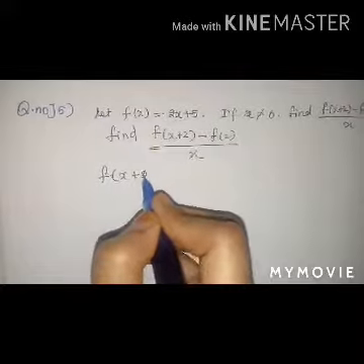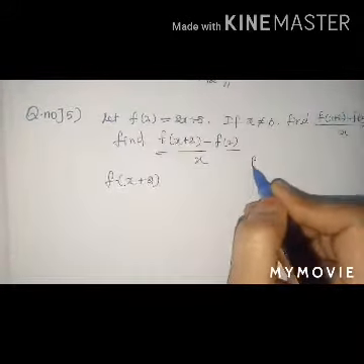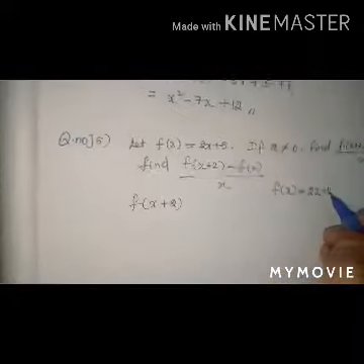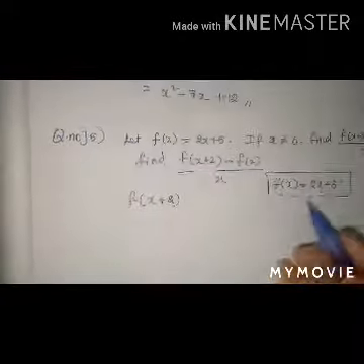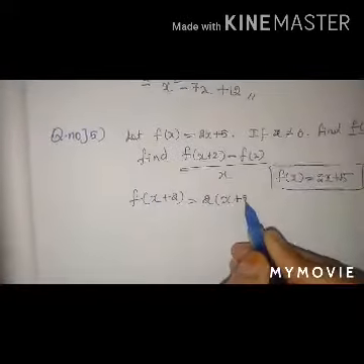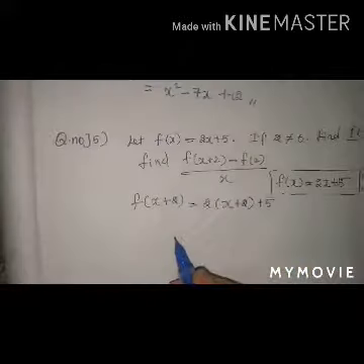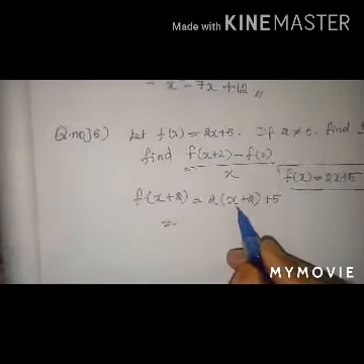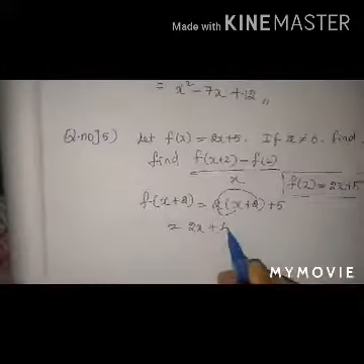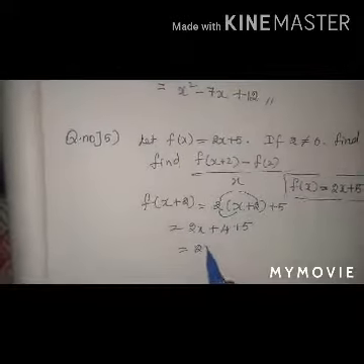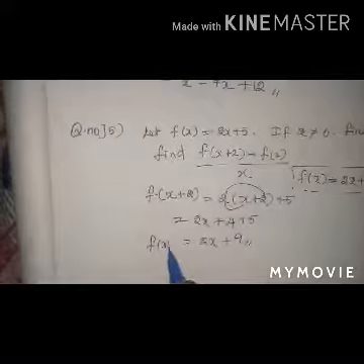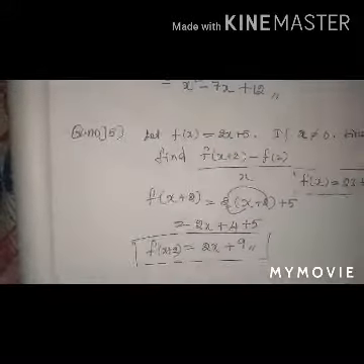f of x plus 2. First write your function. What is your function? f of x is equal to 2x plus 5. Let us substitute the x value as x plus 2. Then 2 into x plus 2 plus 5. Now this 2 is common for both the terms. So 2 into x, 2x, plus 2 into 2, 4, plus 5. 2x plus 4 plus 5, 9. So we know the value of f of x plus 2 is 2x plus 9.